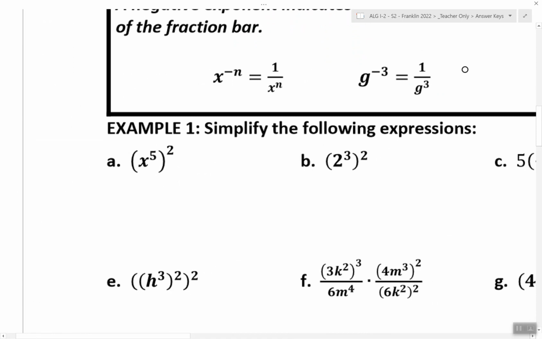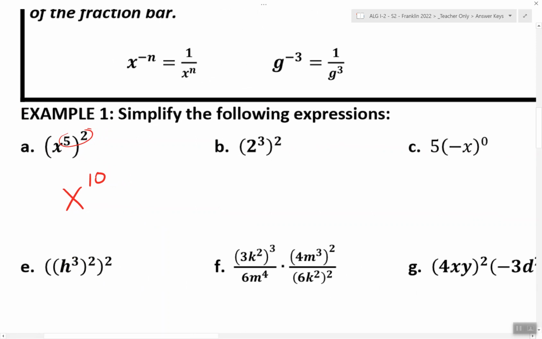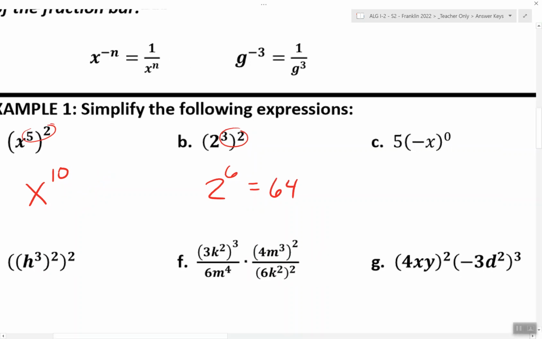So x to the 5th to the 2nd power. Here we just multiply those exponents together, and that is x to the 10th. 2 to the 3rd squared. So remember, when you have a whole number base, keep the base, multiply the exponents. 3 times 2 is 6. So you have 2 to the 6th power. So that's 2 times 2 times 2 times 2 times 2 times 2, which ends up being 64. 2 times 2 is 4, times 2 is 8, 16, 32, times 2 is 64.